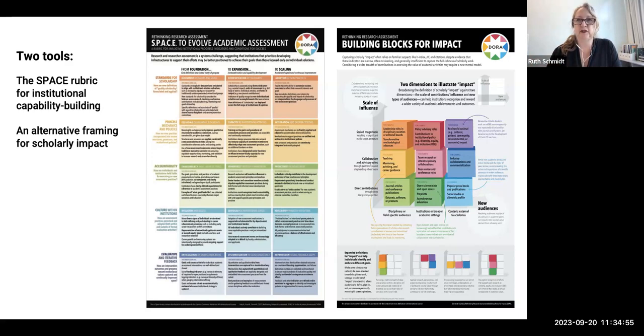So the two tools I'm going to describe, one is what we call the SPACE tool or rubric, which is about how institutions can start to chip away at this broader idea of research assessment reform, which is kind of overwhelming if you just tackle it all at once.